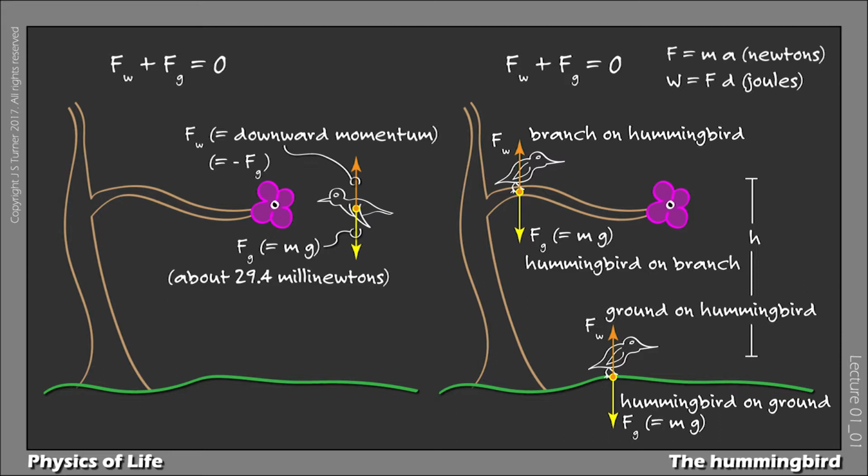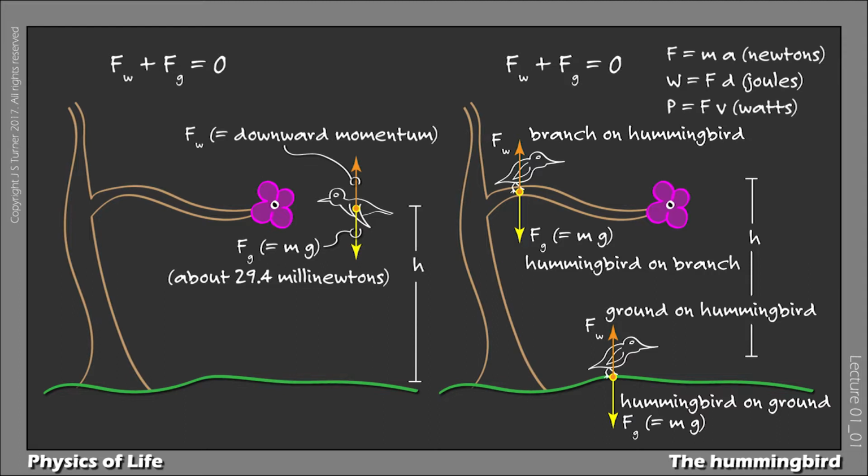If the hummingbird falls out of the tree at a certain velocity, work is being done on the hummingbird at a certain rate. We can therefore define a quantity called power, which is the product of force times velocity, or force times distance divided by time. In SI units, power is expressed in watts. Okay, let's return to our hummingbird, hovering at some height h above the ground.